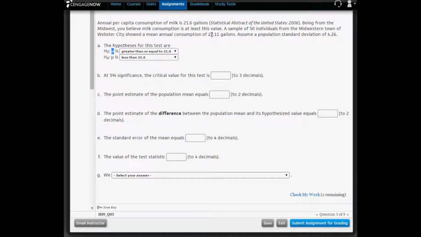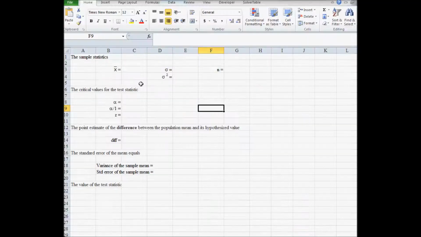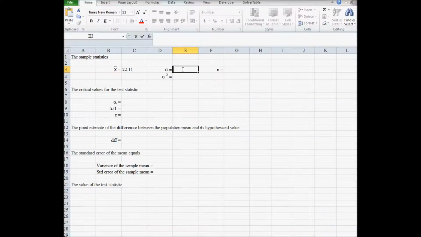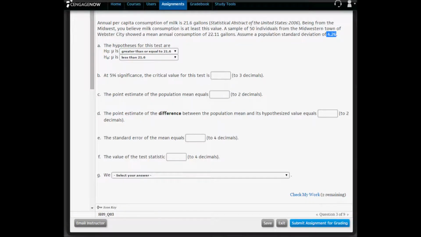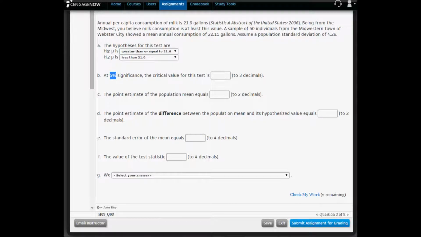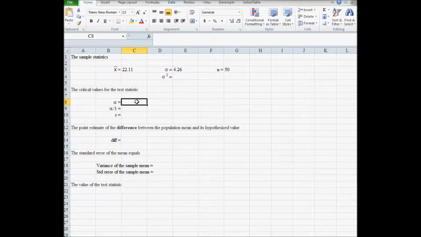Now we're going to copy this information into Excel, and we'll come back and fill in the information later. The sample mean is 22.11, so I'm going to paste that right here next to X bar. The population standard deviation is 4.26. I'm going to paste that in next to sigma. The sample size is 50. The significance level is 5%. So I'm going to type in 0.05.